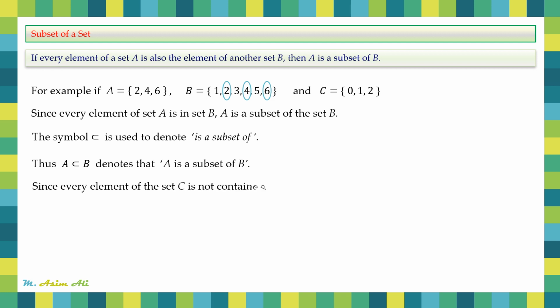And if we see the elements of set C, these are 0, 1, and 2. 0 is not contained in set A or set B, so we can say that every element of set C is not contained in A or B, so C is not a subset of either of these two sets.